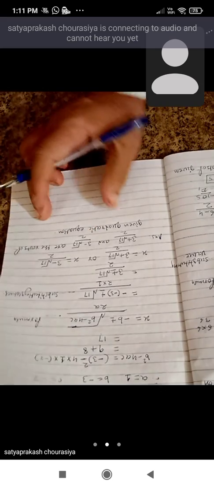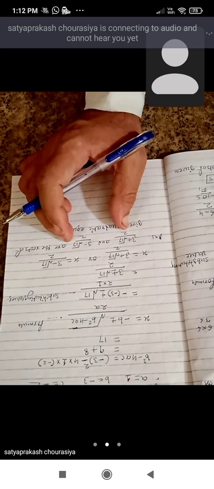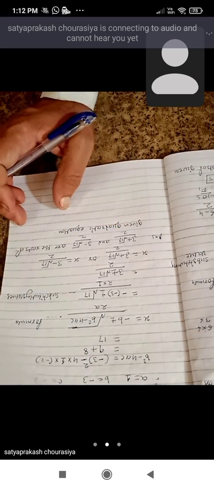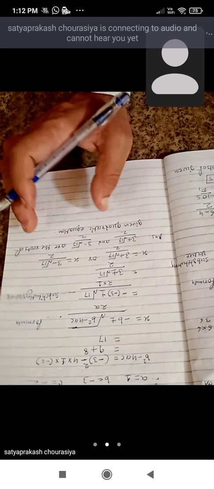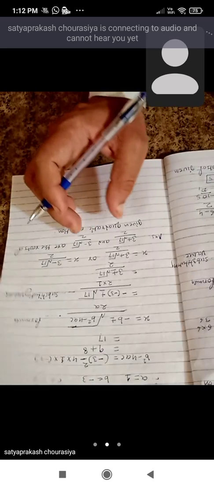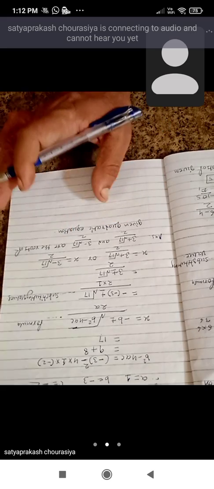Now see student, here we got the conjugate pairs. Roots are present in conjugate pairs. Conjugate pair form में है. But you can't say that these two are equal, because they have a different sign in between the 3 and under root 17. So here the roots are not equal.